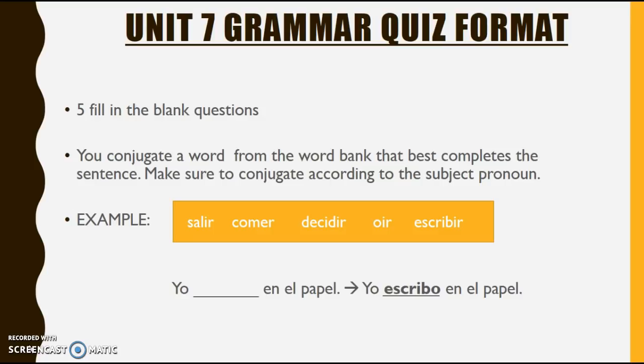If we look up at our options there, we have salir to leave, comer to eat, decidir to decide, oír to hear, and escribir to write. So the best verb to fill in this sentence is escribir. So then you'll see that on the right side, I've already conjugated it to escribo. We do not write escribir because then we would be saying I to write on the paper. And we want to conjugate it for the yo form. So I've added the letter O because that's the yo ending. And now we're saying I write on the paper in Spanish. So that's what you're doing. As you work, be sure to look at the rest of the sentence to choose the word, and please don't forget to conjugate.